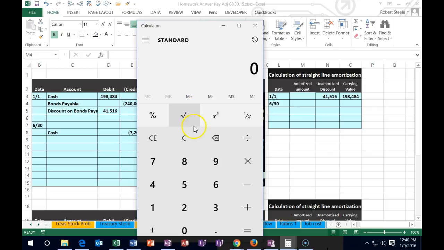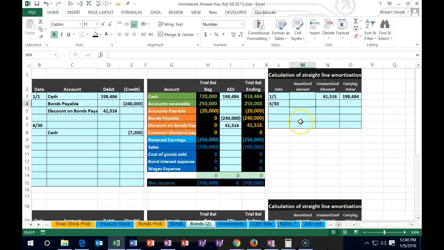You can also think about it this way. We could take the total amount, 41,516, and divide it by 15 years, but then we pay twice a year. So if we double that, divided by 30, that should give us the same amount here. So I'm going to do that same calculation in this cell. In M4, we're going to take the discount amount, 41,516. I'm going to divide by the number of years, 15. Then I'm going to divide that again by 2 because we have semi-annual payments. So there we have it here, and again, that's a rounded number.